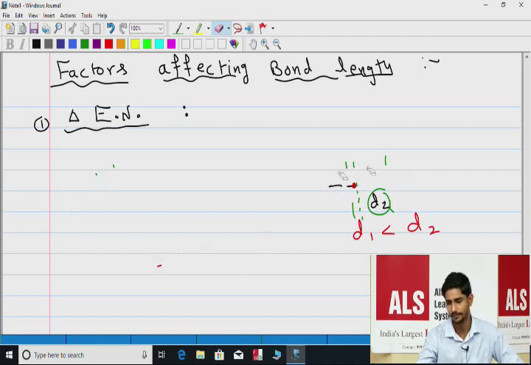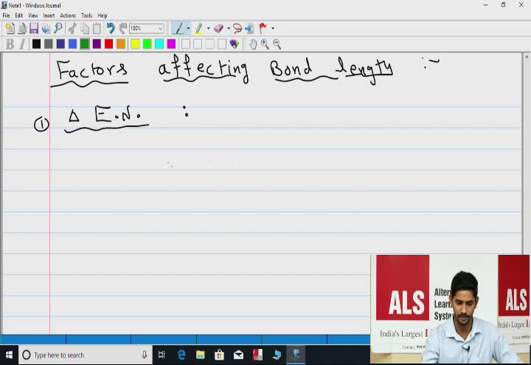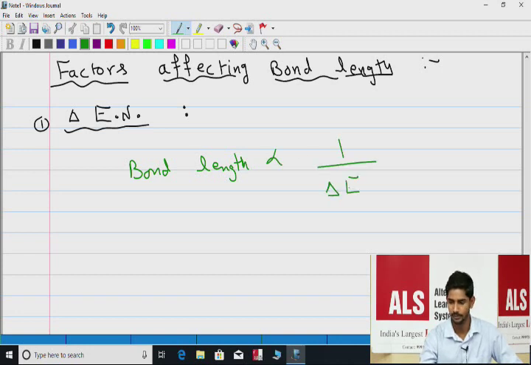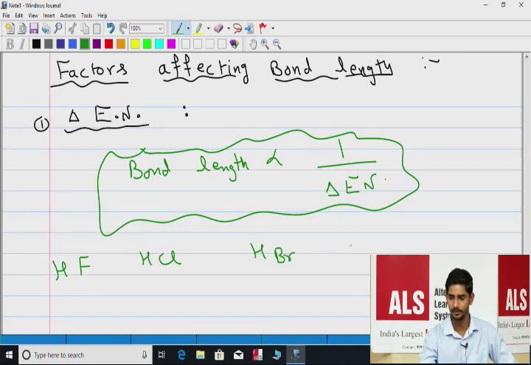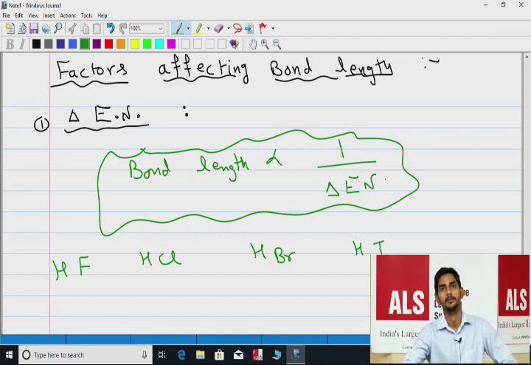If you have understood this, it means it's over. Now we have to just write it. Look at this. We can say bond length is inversely proportional to the difference in electronegativity. I hope everyone is getting this. So guys, we can take an example: HF, HCl, HBr and HI. Arrange them in the order of increasing bond length.